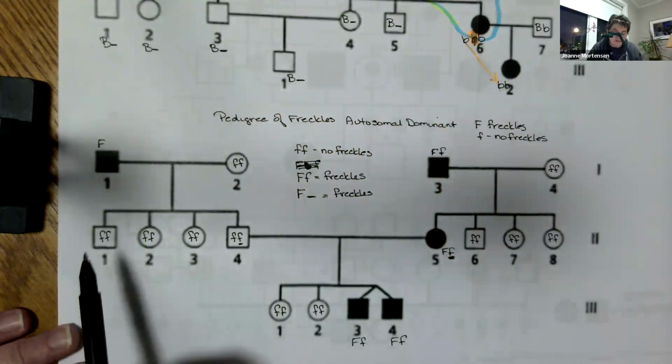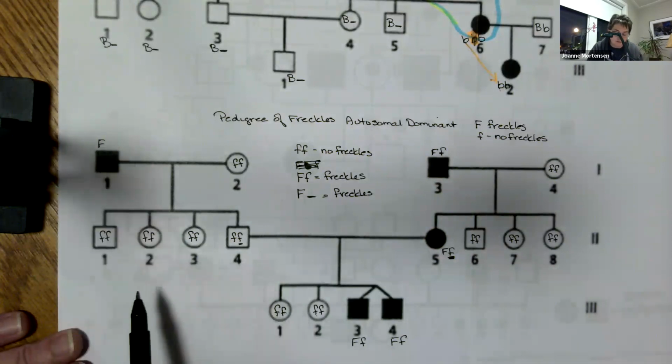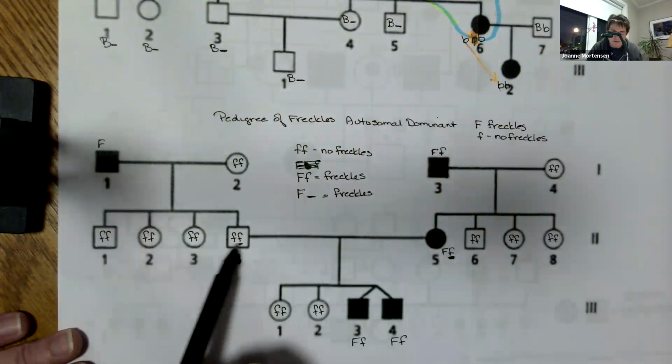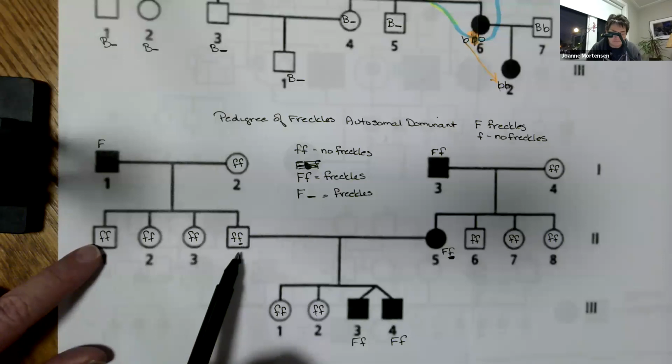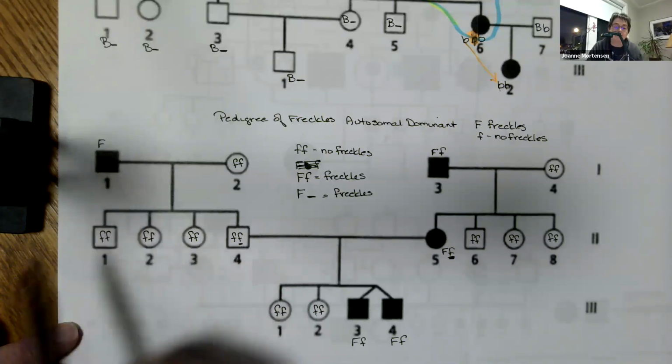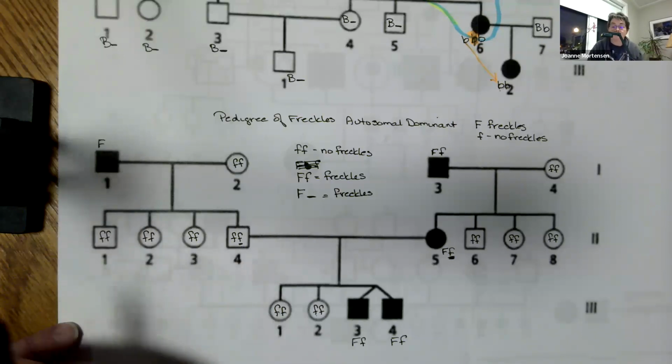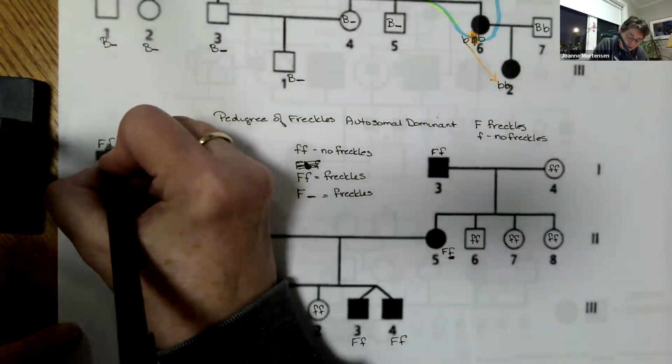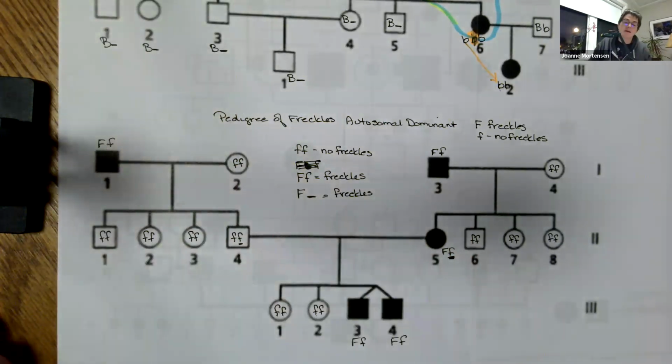And we have some way over here, individual number 1. If we look at all of their kids, no freckles. So what do we know about dad? Exactly. He also is heterozygous.